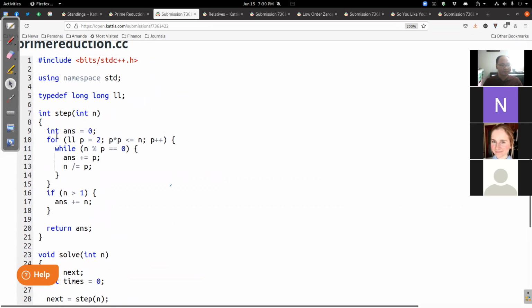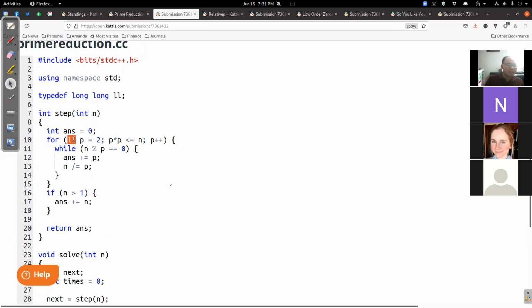And really, here it is. So the answer is the sum of all the factors. Here I'm trying all the divisors from 2 all the way up to the square root of n. I didn't even bother separating out the even and odd ones, so I just try all of them. Again, make sure that you use long.